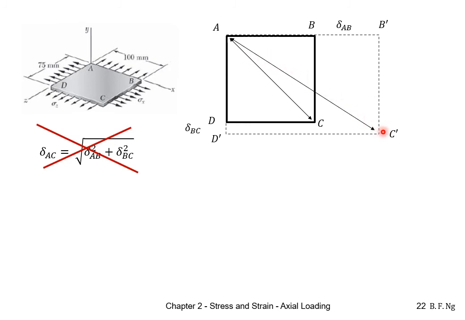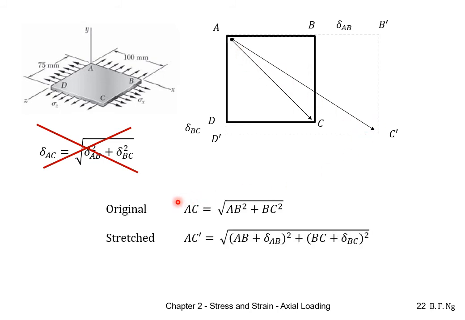Hence, in order to find out the extension in AC, we'll need to take the original AC length as well as the stretched AC length. We then deduct the old AC length from the new AC length and we get the extension, which is 0.122 millimeters.